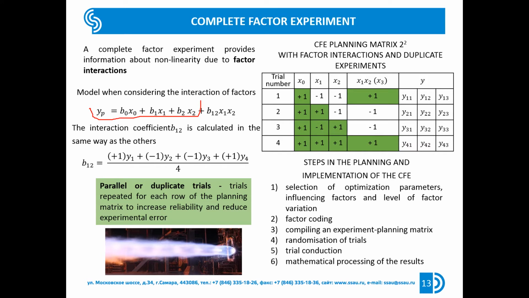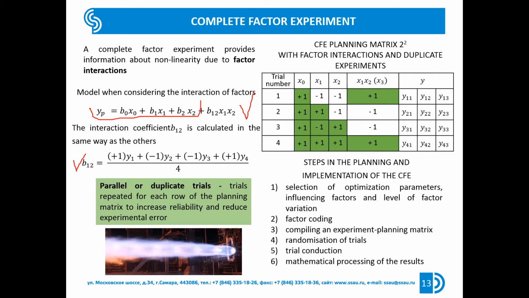The complete factor experiment also contains information about nonlinearity due to the interaction effects of factors. The presence of interaction effects means that the effect of one factor depends on the level of another factor. In order to quantify the interaction effects, it is necessary to obtain a vector column product of factors. For the complete factor experiment 2 to the power of 2, the planning matrix for the interaction effect is shown in the table. The model in this case has the following form. The interaction coefficient b12 is calculated as usual according to the formula.